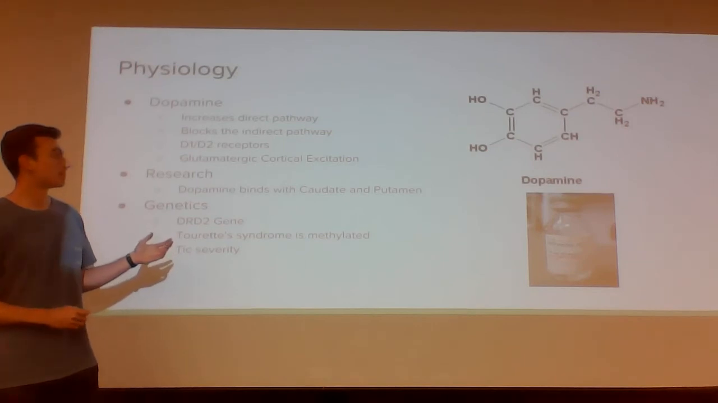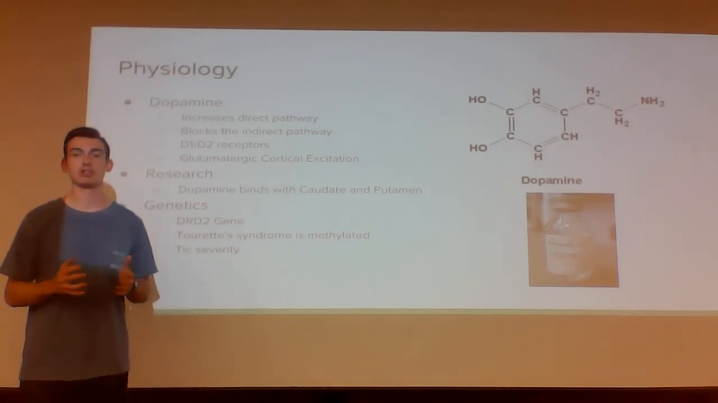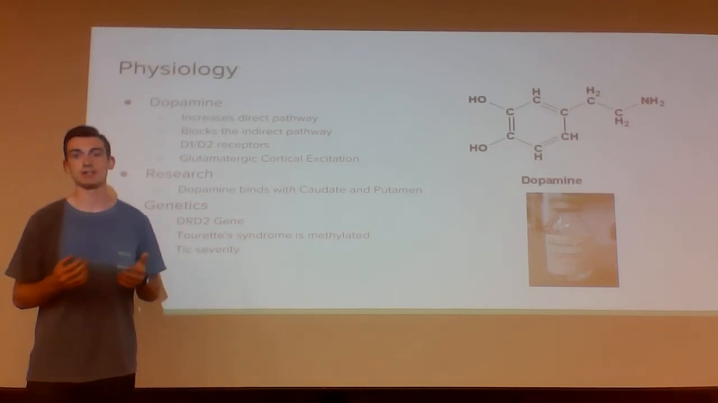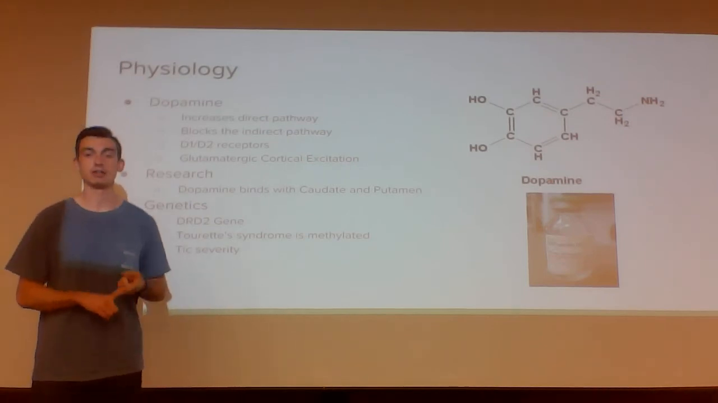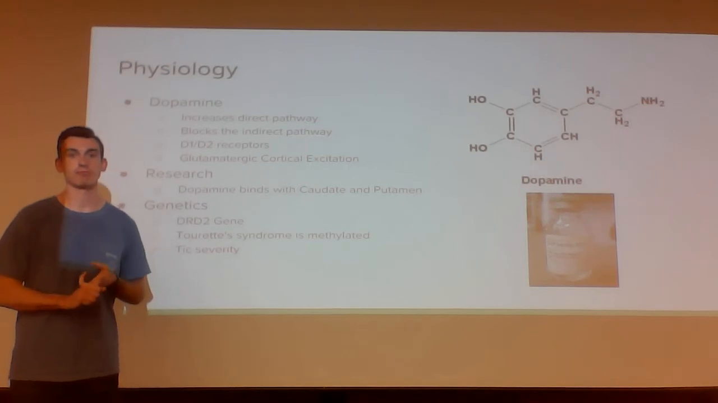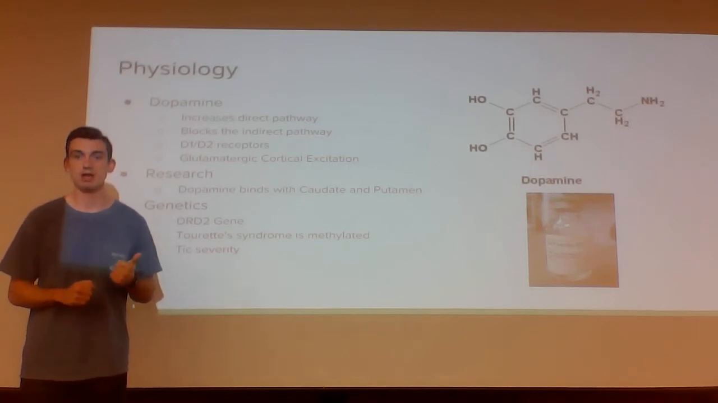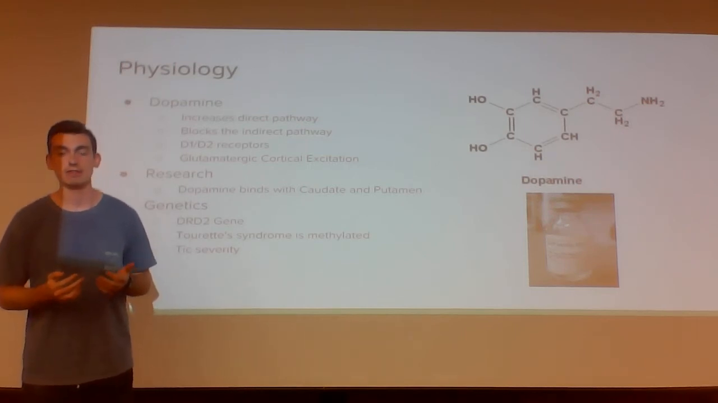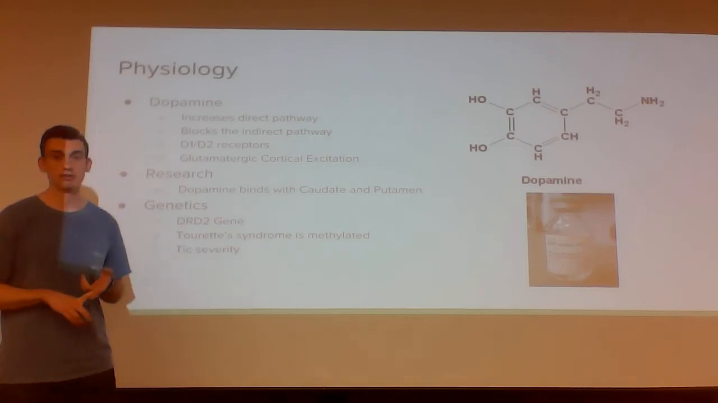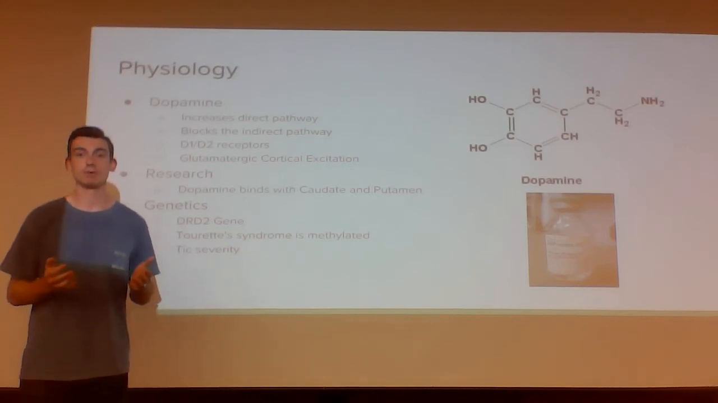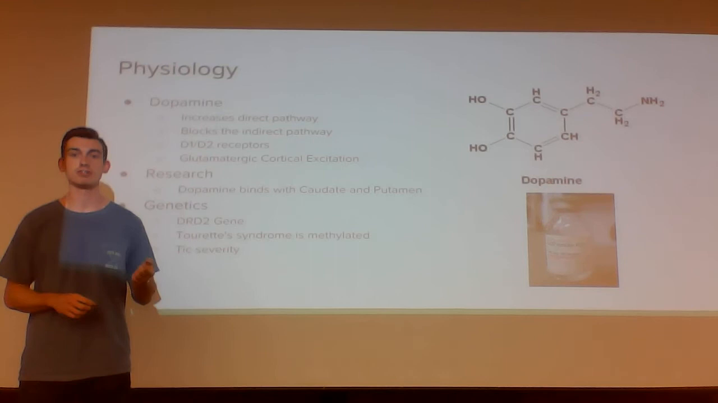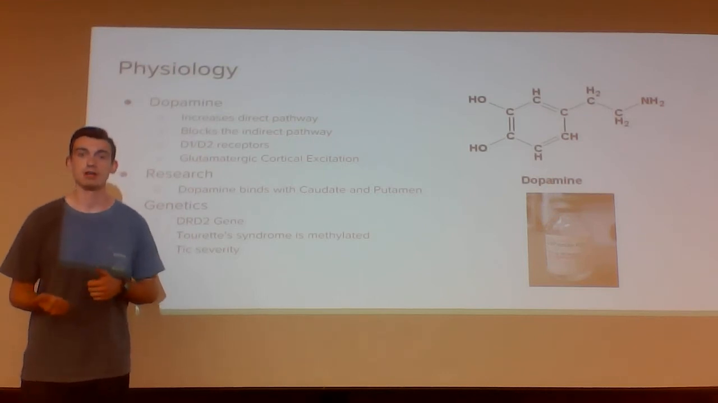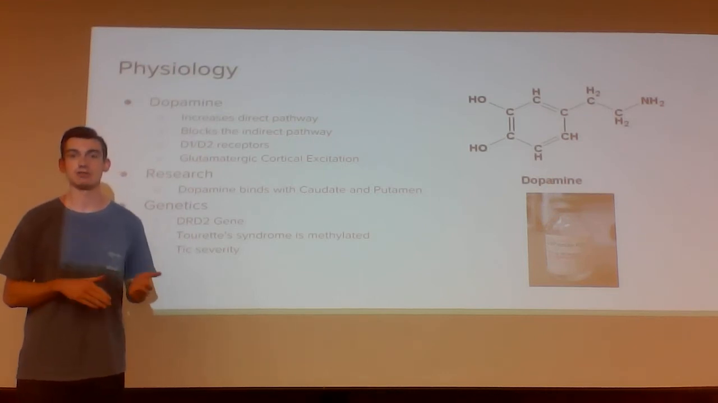Dopamine, they found, plays a huge part in Tourette's syndrome and in its physiology and pathophysiology. There's a direct pathway and an indirect pathway, like I said before. There's an increase in the direct pathway, which causes more muscle movement, and a blockage of the indirect pathway, which usually stops the movement of muscles. This is regulated through two different receptors, the D1 receptor and the D2 receptor. The D1 receptor is related to the direct pathway, while the D2 receptor is related to the indirect pathway.